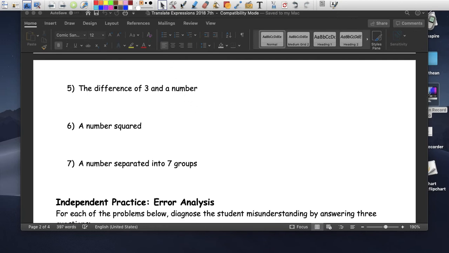Okay. The difference, again, is subtraction. And what is the difference between two things? This and this, so it's between 3 and n. So 3 minus n. A number squared: here's my number squared, c to the second power, right? It's a variable, a letter that I don't know, a number that I don't know, which is represented by any letter you want. A number separated into 7 groups, that's a division, so here's my number, and I'm going to split it up into 7 groups, divided by 7.